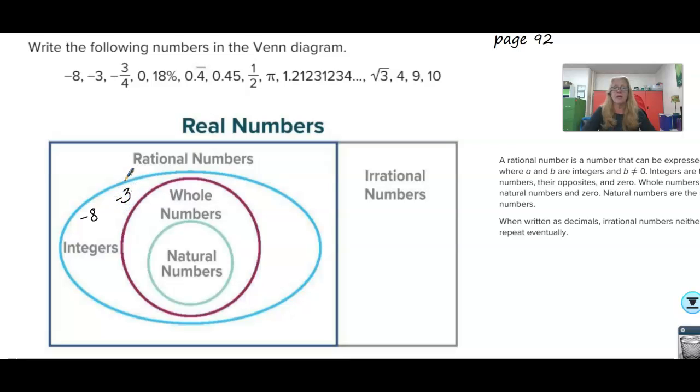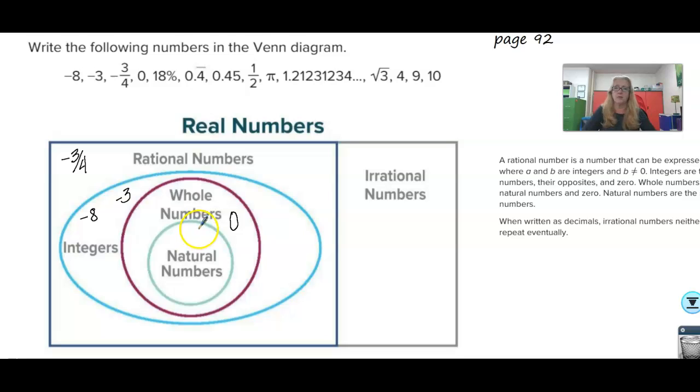Okay. Now, -3/4. There are no fractions or decimals in integer land. They don't get into that club, but they are rational. So -3/4 is rational, but it's not an integer. 0 belongs to the whole number club. Remember, whole numbers are just the natural numbers plus 0.